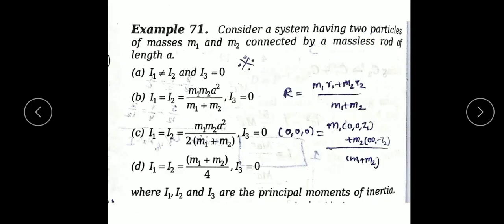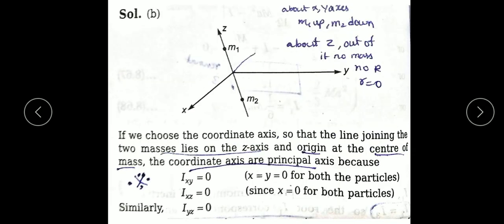So the option is B. Now we have derived that I1 and I2 are both m1 m2 a square by m1 plus m2, and I3 is 0. So the moment of inertia about the z-axis is 0, because practically, logically also, no mass is at a particular distance from the z-axis. The masses are lying only along the z-axis. Actually, moment of inertia is nothing but mass times the distance at which it is lying from the axis. As these masses are lying on the z-axis only, they are not lying at any distance.